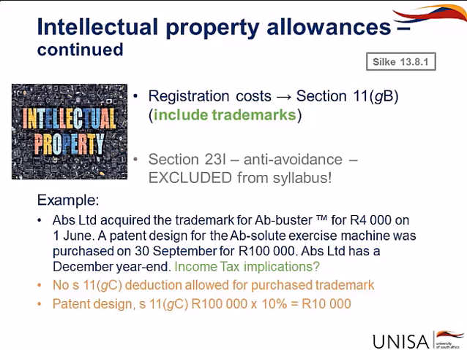Well, in terms of the trademark, we do not get a deduction for any purchase of a trademark in terms of Section 11G Cap C. We also would not qualify for a Section 11G Cap B because this does not relate to the registration, renewal of that trademark. With regards to the patent design, we will get Section 11G Cap C, 10% of that 100,000 as an allowance because it is a design and it costs more than 5,000.